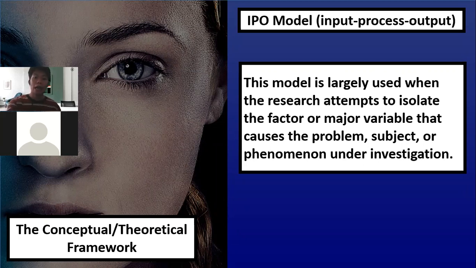First is itong IPO model or input process output. This model is largely used when the research attempts to isolate the factor or major variable that causes the problem, subject, or phenomenon under investigation. Itong IPO model, it's necessary when you want to create something out of the research. Kaya siya tinawag na input, process, output.